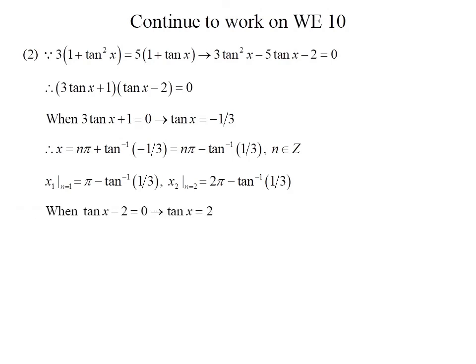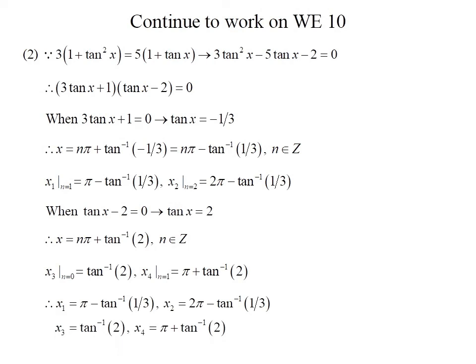In case of tangent x minus 2 equals 0, tangent x equals 2. So x equals n pi plus arctangent of 2, where n is an integer. Based on that, x sub 3 equals arctangent of 2 when n is 0. X sub 4 equals pi plus arctangent of 2 when n is 1. Hence, in summary, x equals pi minus arctangent of 1/3, 2 pi minus arctangent of 1/3, arctangent of 2, or pi plus arctangent of 2.